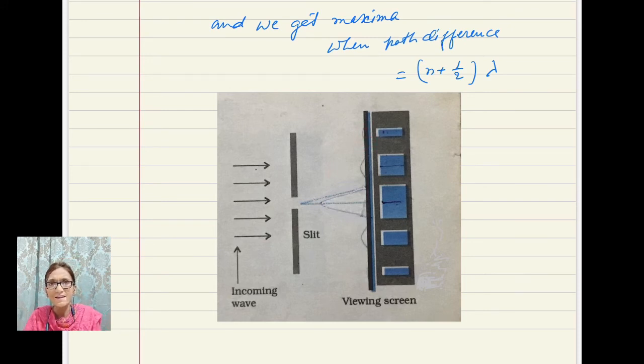And not only this, your fringe width also reduces to half from the central maxima. This is half of it, this is further half of it. So two things happen in diffraction that are different from interference. In diffraction, the intensity of the fringe reduces from the central maxima in both directions. And also the fringe width reduces.